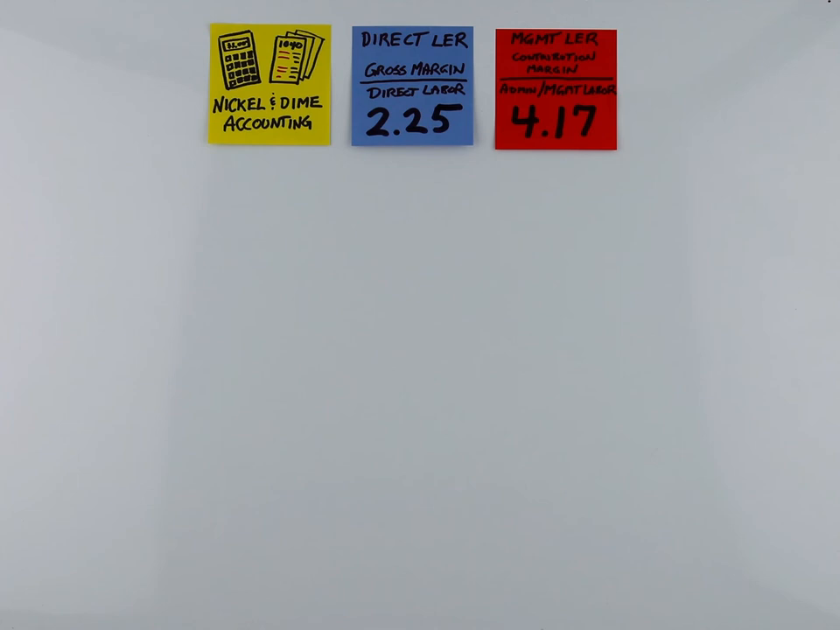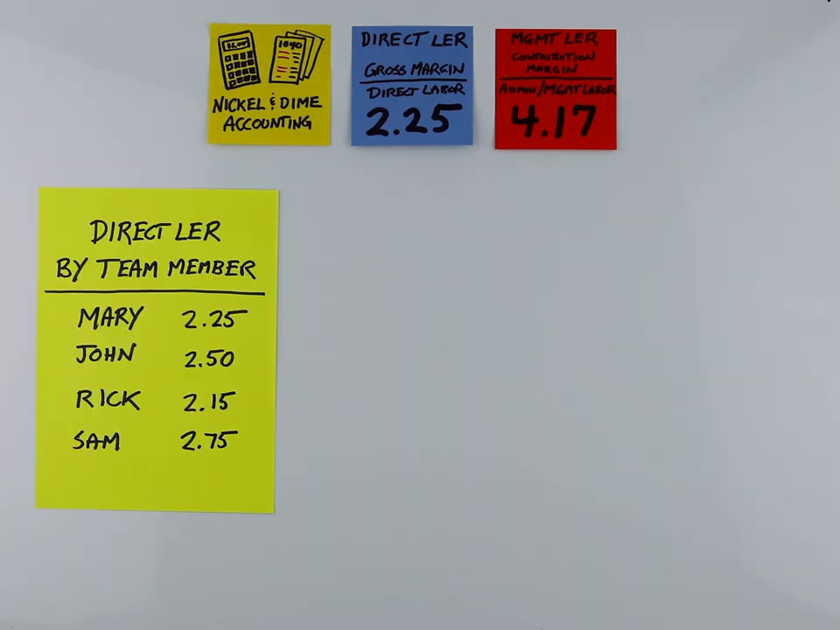So one other example from Nickel and Dime Accounting, they're a service-based industry, so they record their time by the hour, and it's directly applied to the client invoice, which allows us to do some other types of analysis. Greg calls this the LER Cube. We're looking at the LER data from different angles. The first angle we're going to look at is direct LER by team member. For every dollar we pay Mary, we're getting $2.25 in gross margin. For John, we're getting $2.50. For Rick, $2.15. And Sam is just knocking it out of the park with a $2.75.